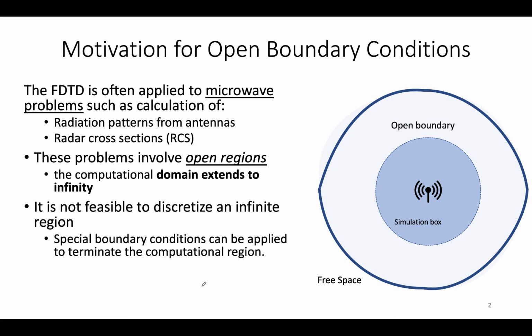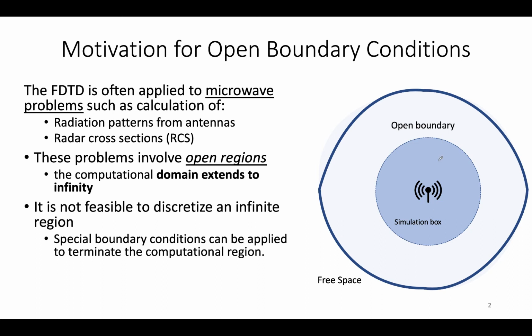Well, the FDTD method is often applied to microwave kinds of problems, such as the calculation of radiation patterns from antennas or radar cross section, RCS for short. These problems involve so-called open regions. So what are open regions? Well, open regions are all those simulation regions for which the computational domain extends to infinity.